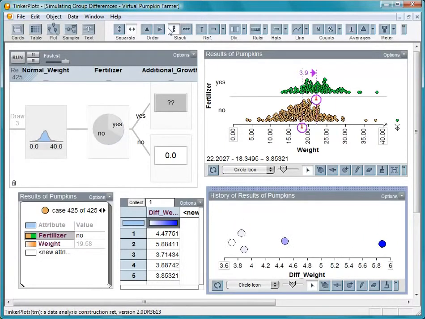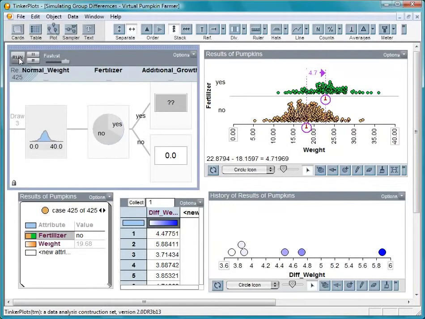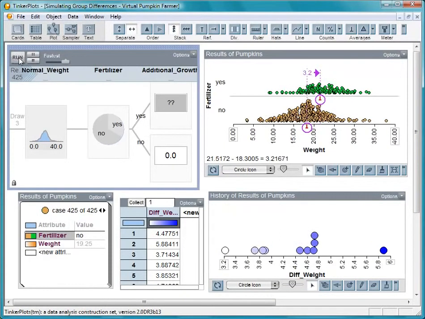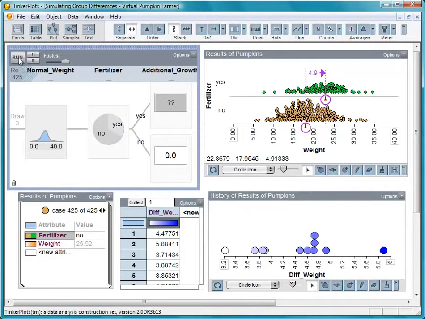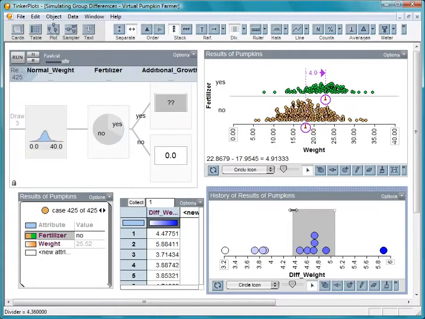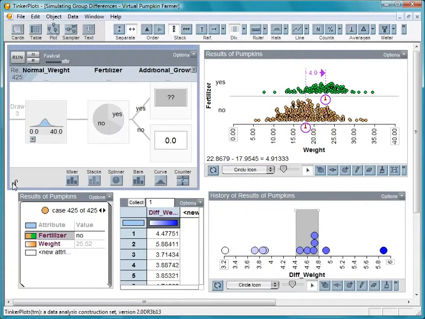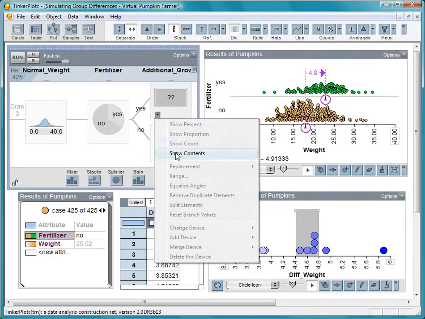These are the differences we have so far. And let's go ahead and collect a few more. Using our dividers and looking at the differences we collected, a good guess might be that the mystery value is somewhere between 4.4 and 4.8. We can go and look at that once we've guessed what it is. First, we need to unlock the sampler and then show contents to reveal what is in the box.